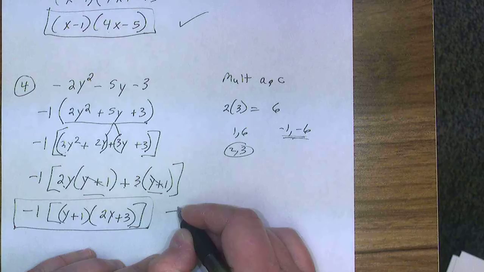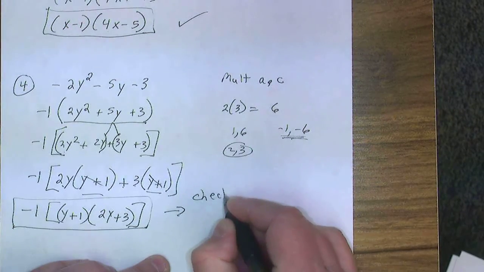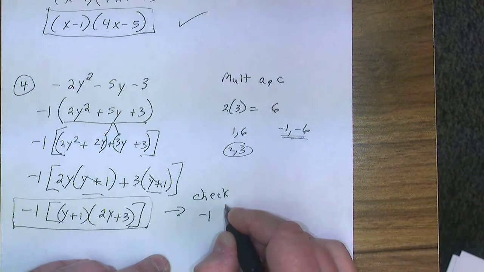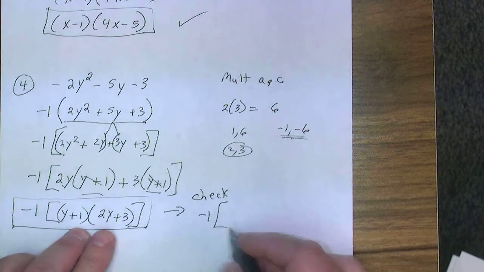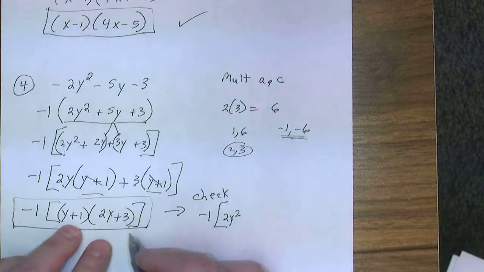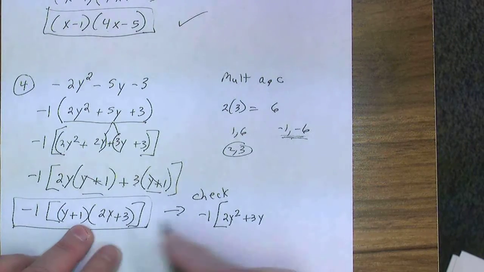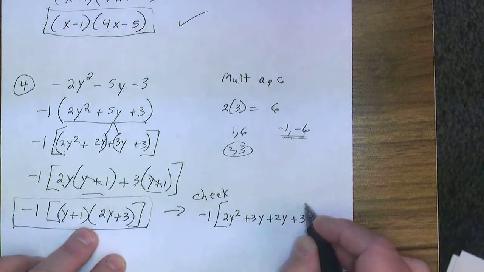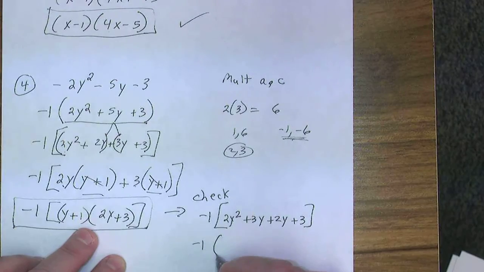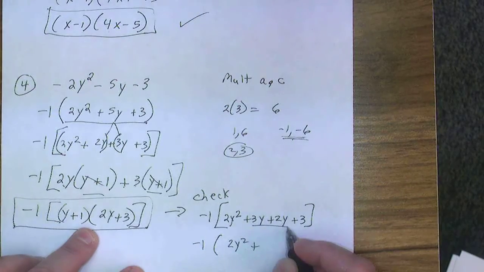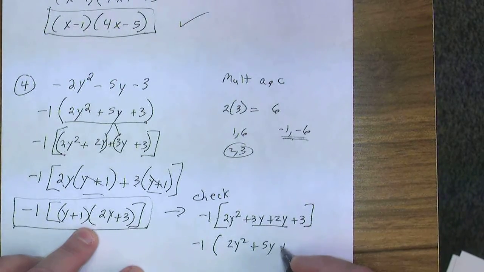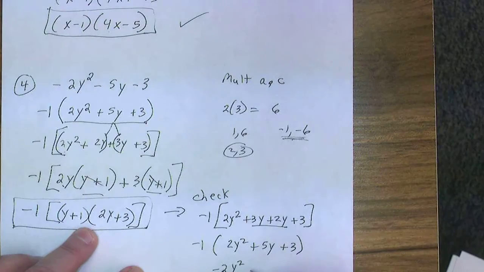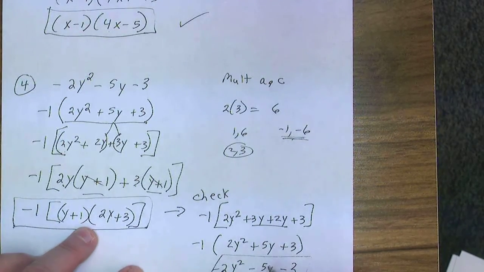If you come over and check it, negative 1 times 2y squared, the outers 3y, the inners are 2y, the last is 3. Negative 1 times 2y squared plus, add the like terms. When you multiply through, you get negative 2y squared minus 5y minus 3, and that is the original problem.